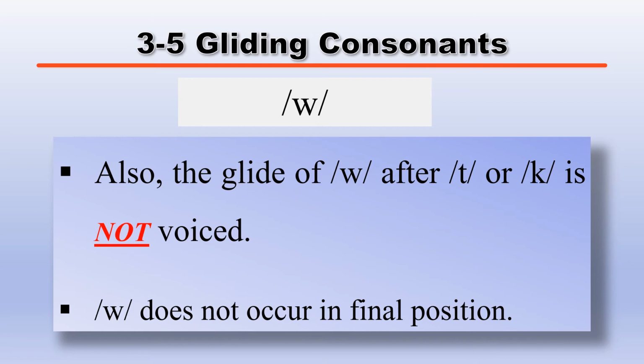Also, the glide of w after te, ke is not voiced, and this is the effect of ke, the effect of te, the aspiration. The aspiration affects the voicing of w. You have to pay attention to this. And also here we have a phonological rule, which is w does not occur in final position.